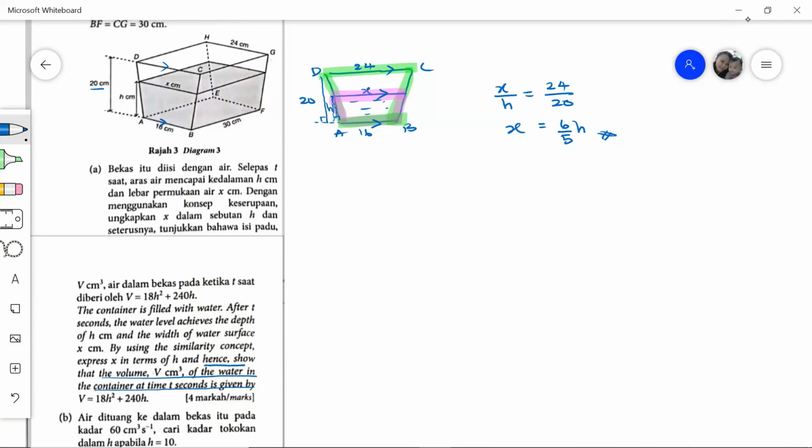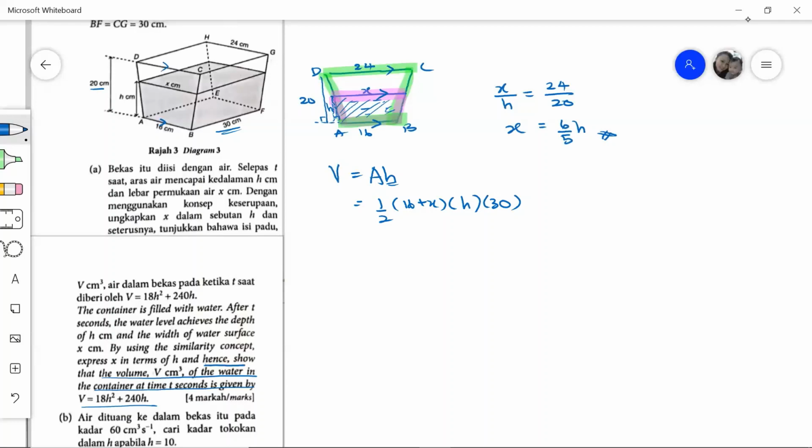So we found this. And hence, the question says, show that the volume of the water in the container at time T seconds is given by this. That means we are looking for the volume of the water. So the volume of the prism, V, equals the area of the uniform cross section times the height or the depth of the prism. So how do I find the area of the trapezium? That is half times the sum of two parallel sides, in this case 16 plus X, times the height between the water level and the base, that is H, and then times the depth of the prism, that is 30.